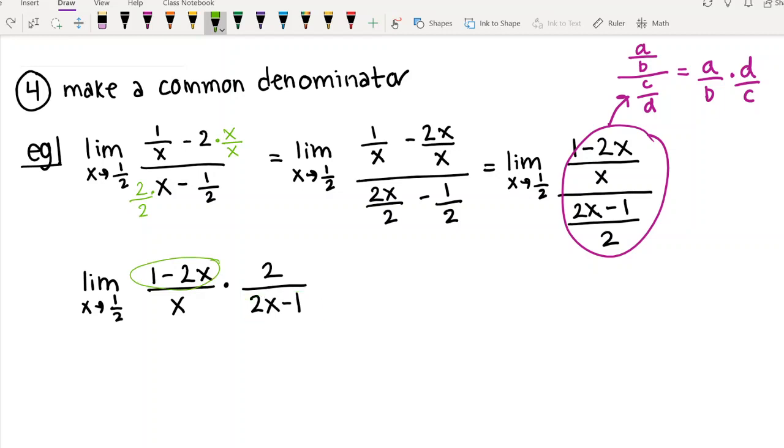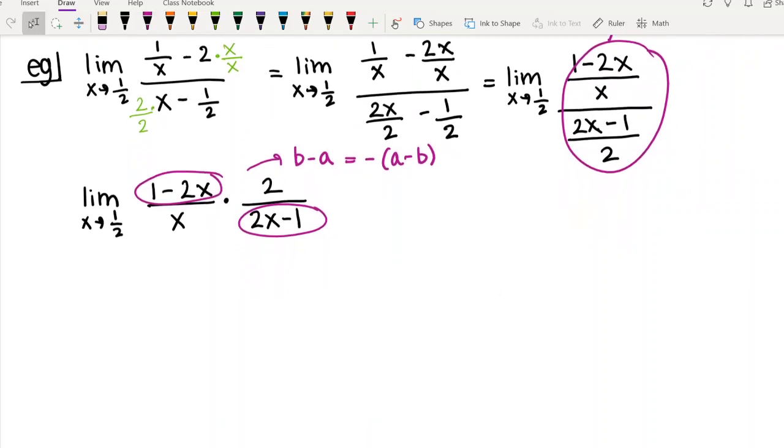So we're going to use a good fact to know, which is that in general, it's always true that if you have b minus a, that's the same thing as negative (a minus b), right? Because if you were to distribute in that negative sign, you get negative a plus b, which is the same thing as b minus a. And so that means we can now rewrite this denominator of 2x minus 1 as negative (1 minus 2x). And we'll see why that is useful in a second.